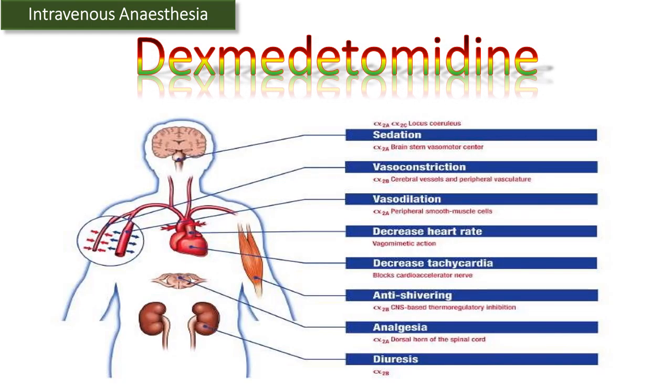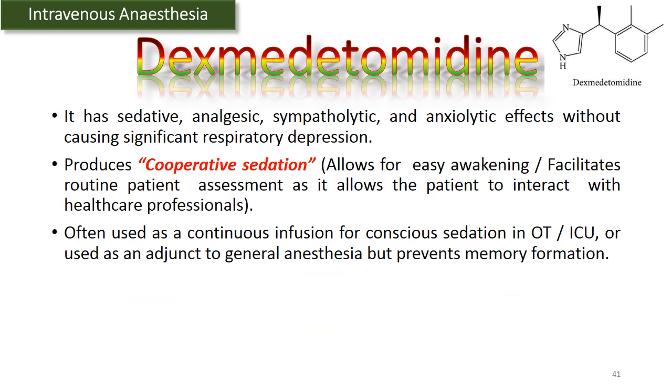Dexmedetomidine causes sedation. There is vasoconstriction because of activation of alpha 2b receptor over cerebral blood vessels and peripheral vasculature. There is also vasodilatation because of activation of alpha 2a receptor over the peripheral smooth muscle cells. There is a decreased heart rate because of its vagomimetic action. There is a decrease in tachycardia because it blocks the cardioaccelerator nerve. It has anti-shivering actions, analgesic actions, and diuretic action also. It has sedative, analgesic, sympatholytic, and anxiolytic effect without causing significant respiratory depression.